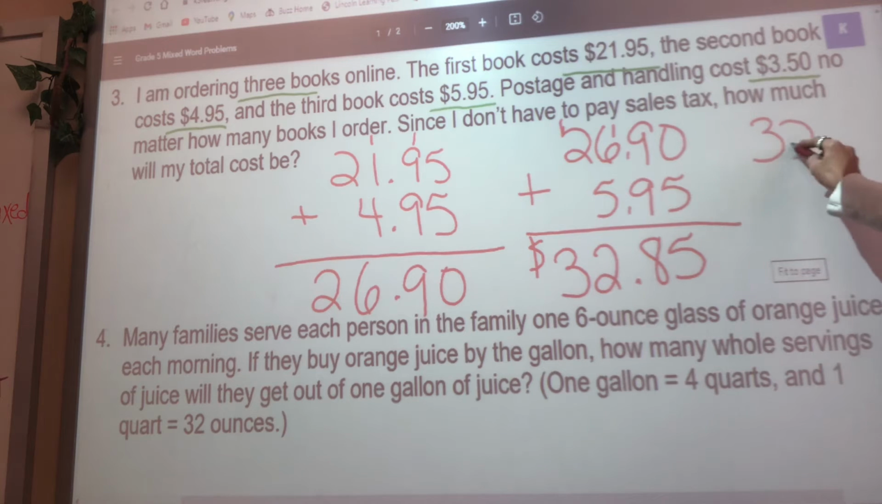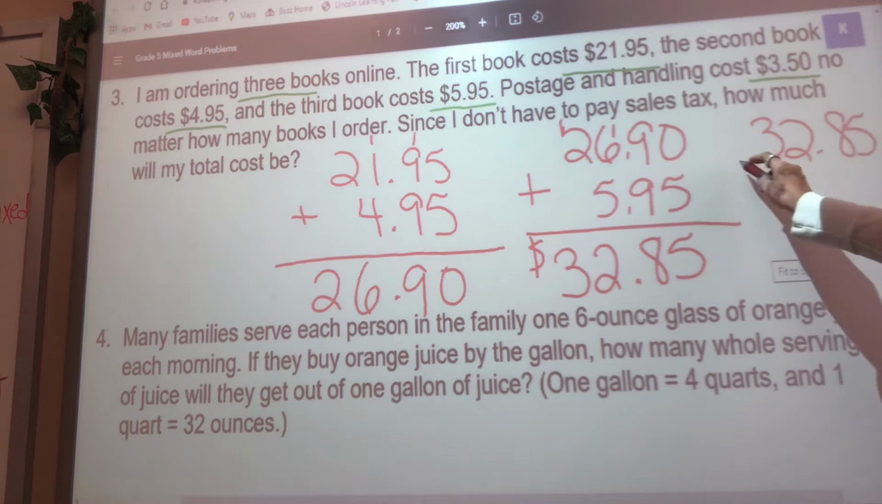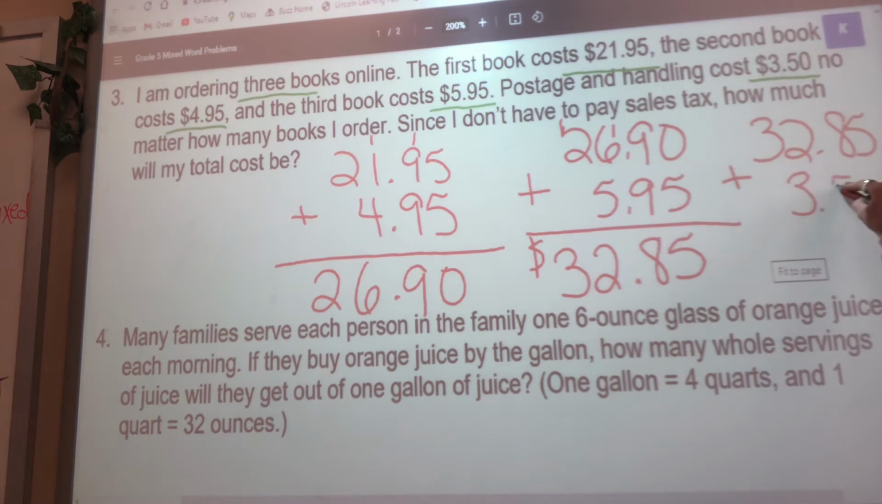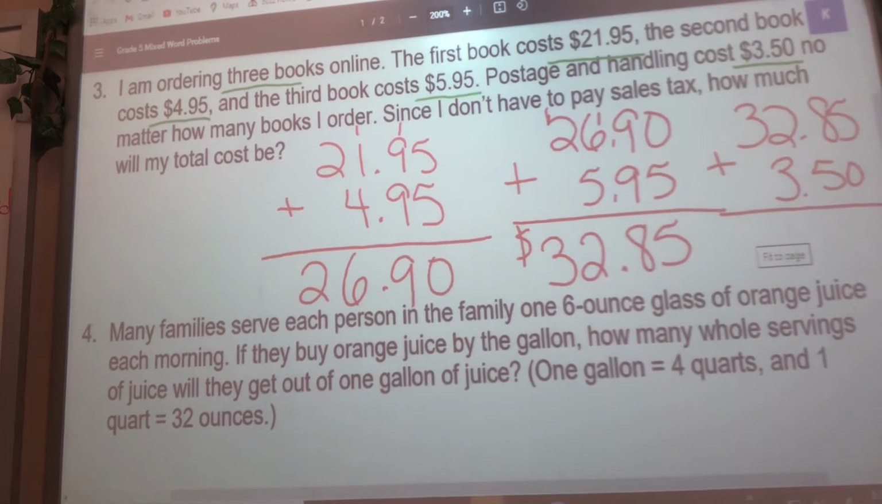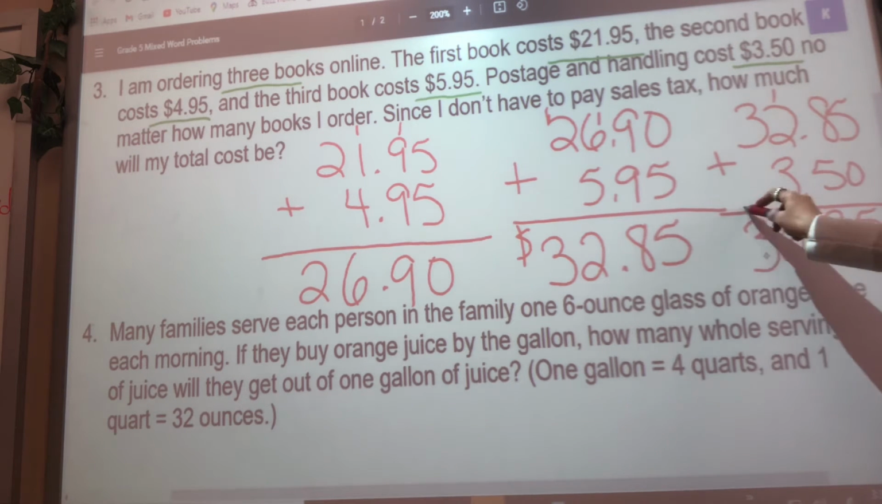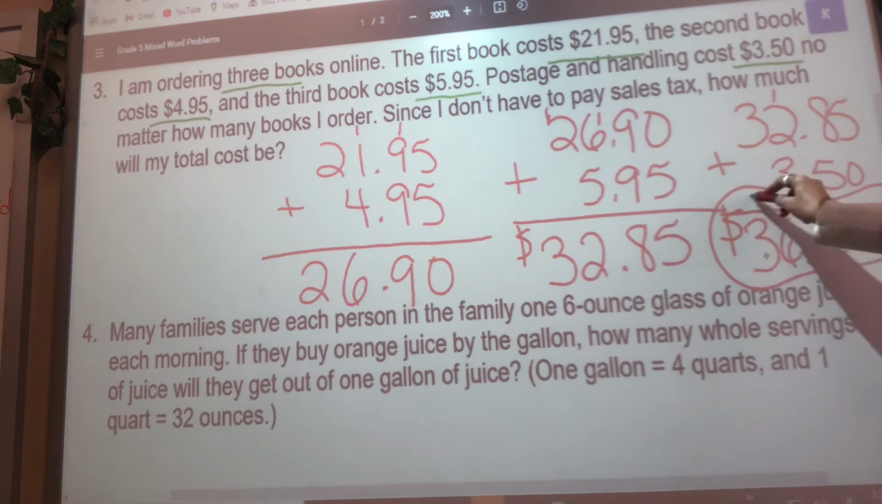So I take the cost of my books, add the $3.50 for shipping. Make sure you can see all the way over, okay? Go ahead and bring that down. 5 plus 0 is 5. 8 plus 5 is 13, carry the 1. 2 plus 3 is 5, plus the 1 I carried is 6. And 3 plus nothing is still 3. So all together, my books and my shipping and handling charge is $36.35.